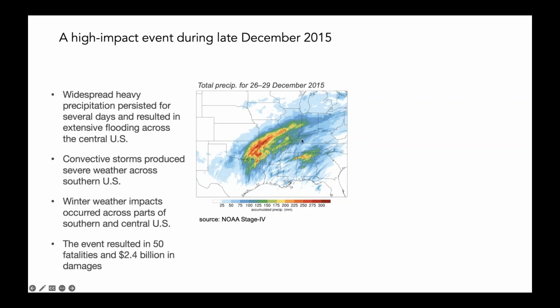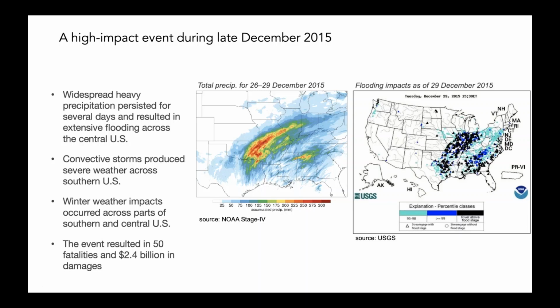This map just shows the accumulated precipitation during the event. And this map, now that I've toggled it on, is from the USGS, showing rivers that were above flood stage in the black icons as of the 29th of December. These black triangles really highlight the very impressive spatial extent of the flooding during this event, with flooding occurring within this large swath stretching from northeast Texas all the way to the Great Lakes.